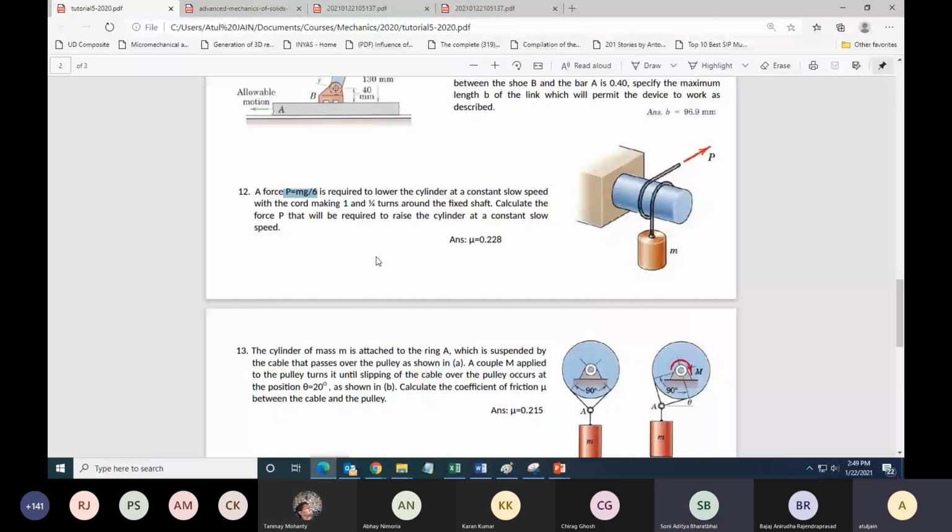Yes, sir. Yes, yes. But I think the question should have been: calculate the coefficient of friction and the force P. Otherwise, yeah, what you are saying basically is right.